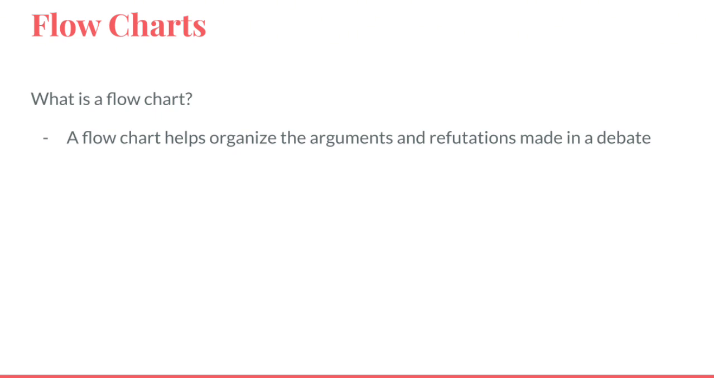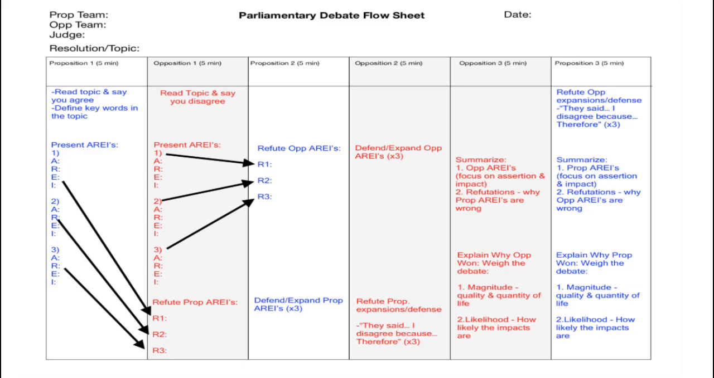A flowchart is a chart that helps organize the arguments and refutations made in a debate. If we take a look at this flowchart, we can see that it gives all of the 6 speeches: Prop 1, Op 1, Prop 2, Op 2, Op 3, since Op 3 goes after Op 2, and lastly, Prop 3. The reason why Prop gets first say and last say is because they lay out the debate. They have to speak first, so they also get last say just to keep it up. So it goes all the speeches in order. Each one is 5 minutes.